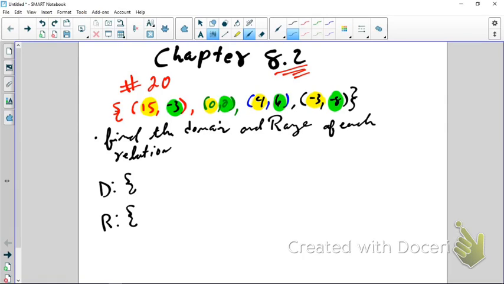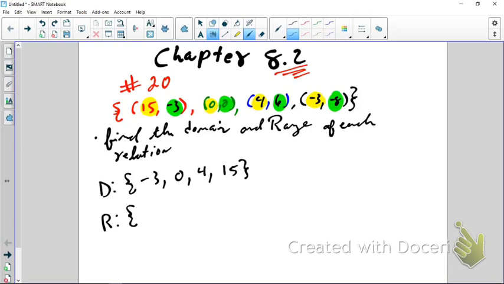So looking at the numbers that we have for domain, we have -15, 0, 4, and -3. When I list them, remember we put them in from least to greatest. So we begin with -3, comma, then we have 0, comma, then we have 4, comma, and then we end up with 15.